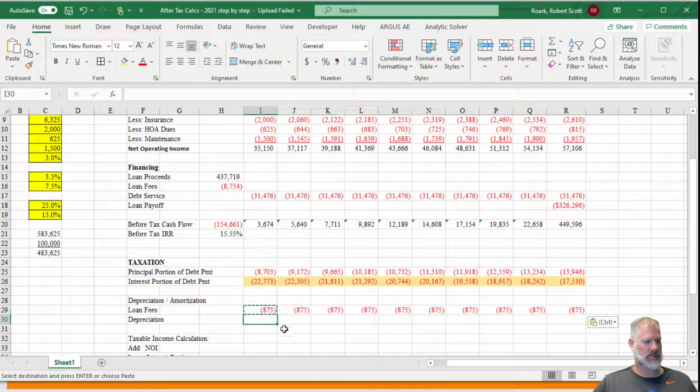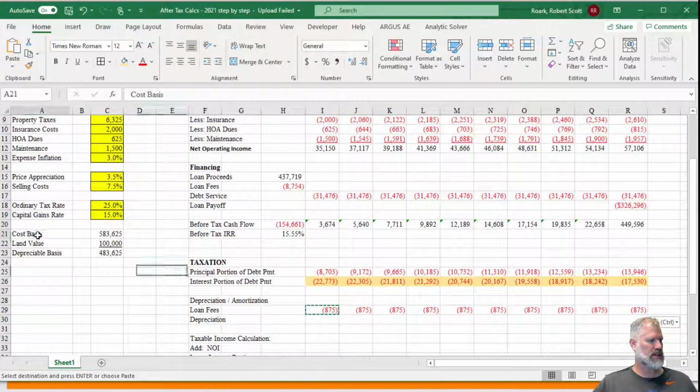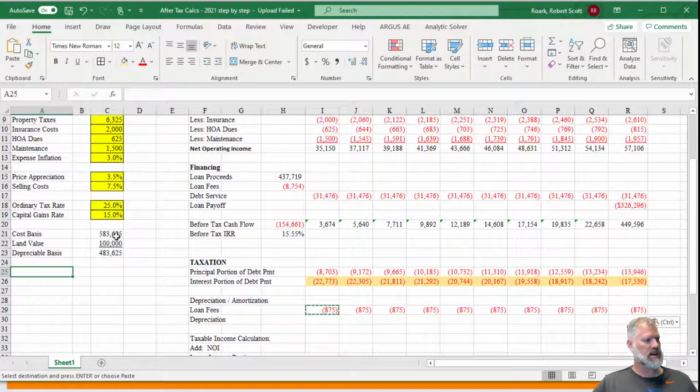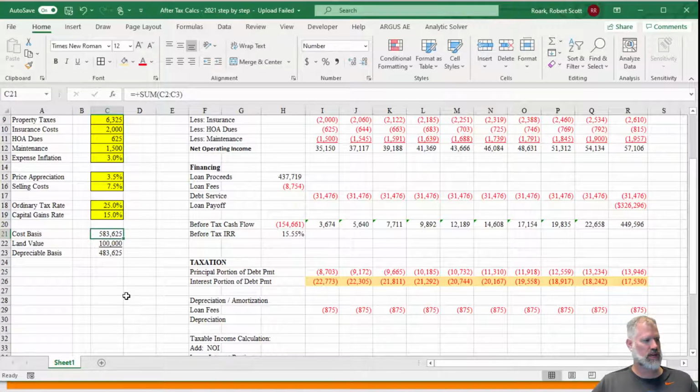The depreciation is the next thing, and what we need to do is actually go over here to the left and talk about something that we haven't talked about to this point. Our cost basis is the total purchase price that we had. We've already talked about that number in the transaction bucket, $583,625. To get the depreciable balance, we also need to take into account the land value. And because land is not depreciable, we're going to subtract out that value.